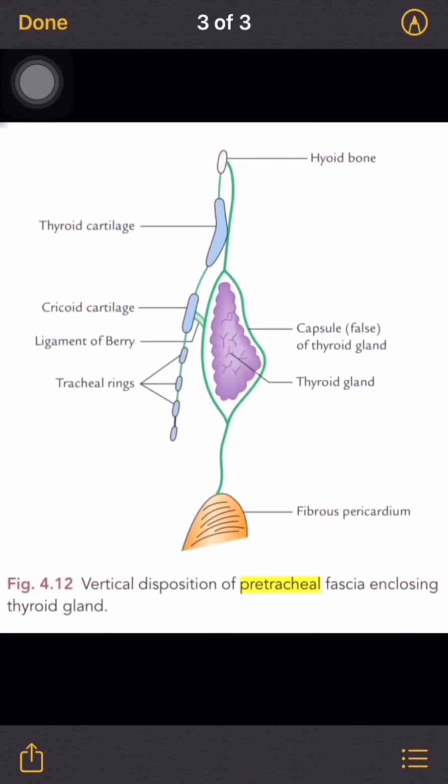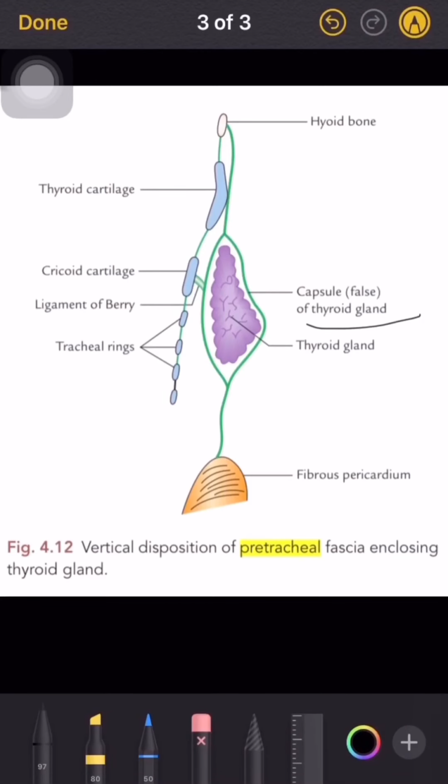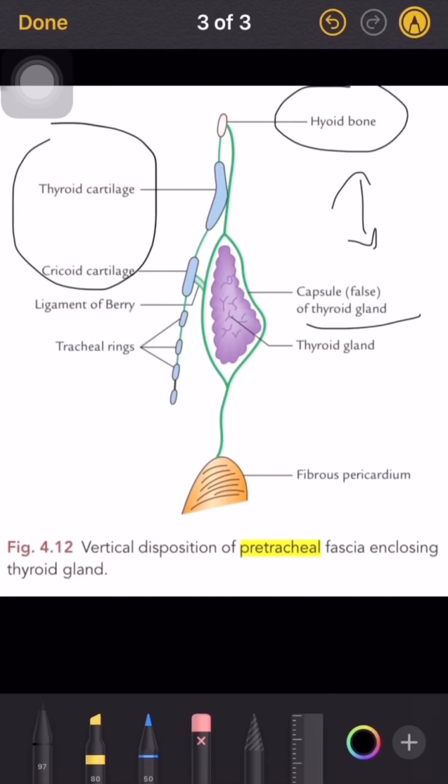So as you can see that here the capsule is connected to the laryngeal cartilages and the hyoid bone, and usually these things move up and down during swallowing, so they also take the thyroid gland along with them up and down during swallowing. So if there is any swelling in the neck, in order to differentiate it from any other swelling in the same region, you can use this trick. So the thyroid swelling is the only one which moves up and down during swallowing.